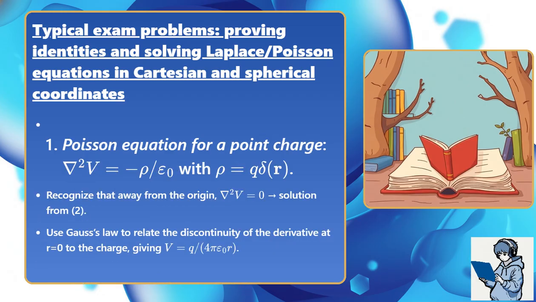Poisson equation for a point charge. Del squared V equals negative rho over epsilon naught, with rho equals q delta of r. Recognize that away from the origin, del squared V equals 0, which gives the solution from earlier. Use Gauss's law to relate the discontinuity of the derivative at r equals 0 to the charge, giving V equals q over 4 pi epsilon naught r.